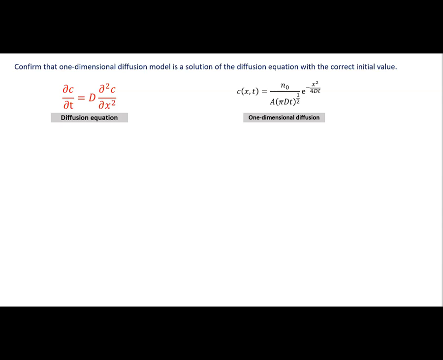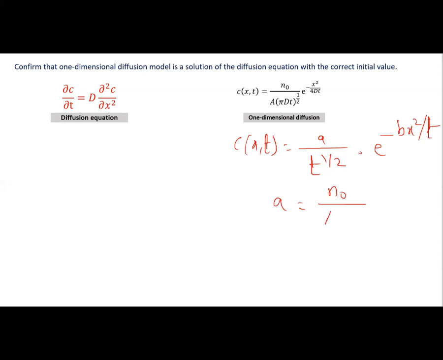So first things first, okay, let's do this. We need to prove that dou c over dou t is equal to D times dou squared c by dou x squared. So let's first get the derivative of dou c over dou t using c as this solution. But we will try to make some of these constants a single constant. So I'm going to rewrite the same equation as A over t power half times e power minus b x squared over t, where A is n naught over a times pi D power half, and b is equal to 1 over 4D.